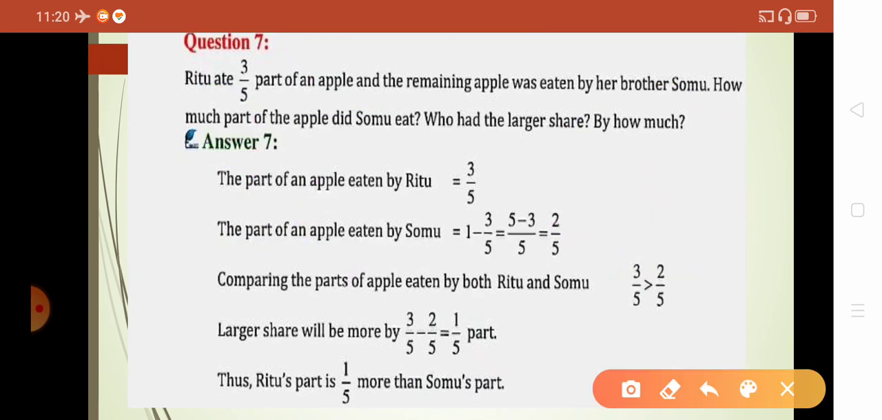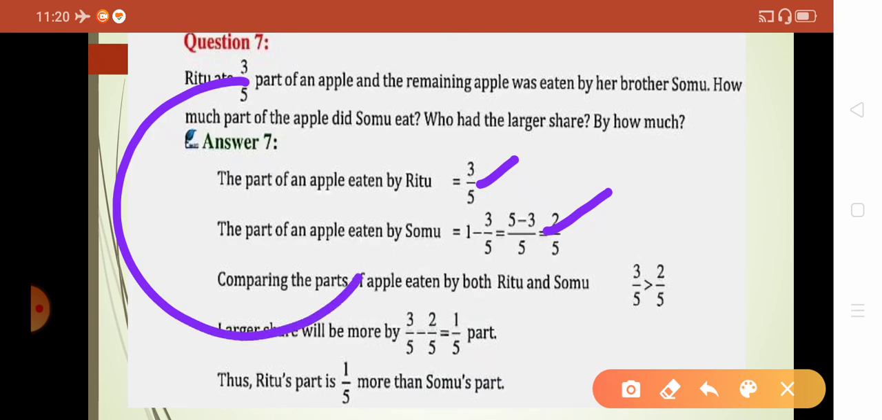Ritu. So Somu eats how many parts? Only 2 parts, because total 5 parts are there. 3 parts are eaten by Ritu. So only 2 parts will be left and that were eaten by her brother Somu. So Ritu eats how much part? 3 by 5. And Somu eats how much part? 1 minus 3 by 5, that is equal to 2 by 5.